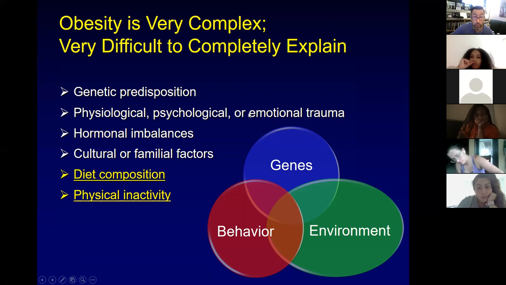Psychological, emotional trauma seems to play a big role, this behavior and environment thing that's going to be in there. People with post-traumatic stress disorder, people that have had some sort of physical or mental abuse, they tend to be on either end in a lot of things. You see folks that have eating disorders and are very skinny, but then you also see higher rates of obesity. There are cultural and familial factors.